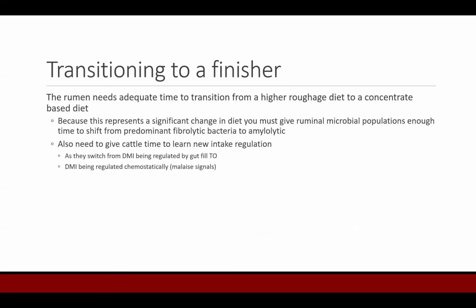Okay. So transitioning to a finisher. All right. The rumen needs adequate time to transition from a high roughage diet to a high concentrate diet. Okay. This is because of this significant change in diet.